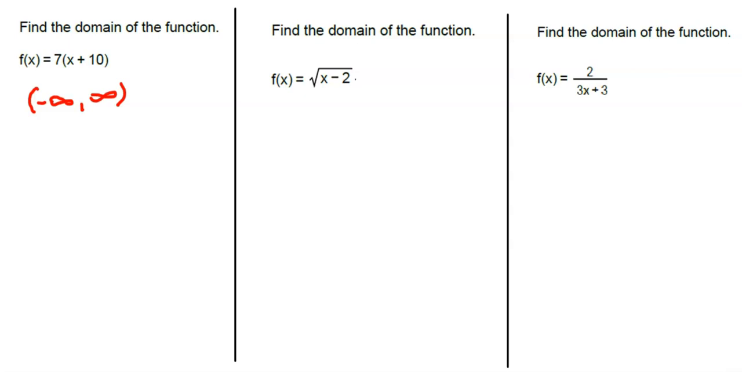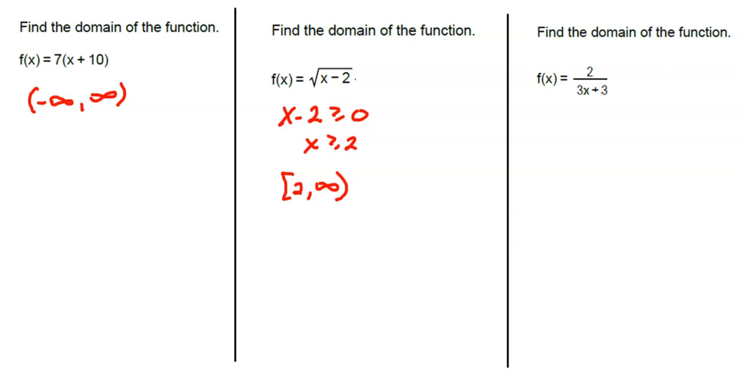The restriction on the domain of a square root function is that the value under the square root has to be 0 or positive. For this function, that means that x minus 2 has to be greater than or equal to 0, or x has to be greater than or equal to 2. If we write that using interval notation, we do want to include the 2 and all the numbers larger than 2, so everything including 2 all the way up to infinity.